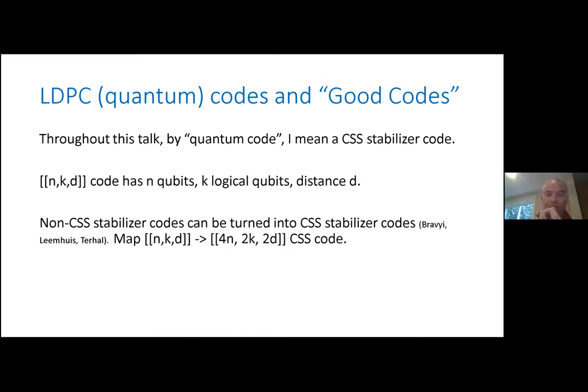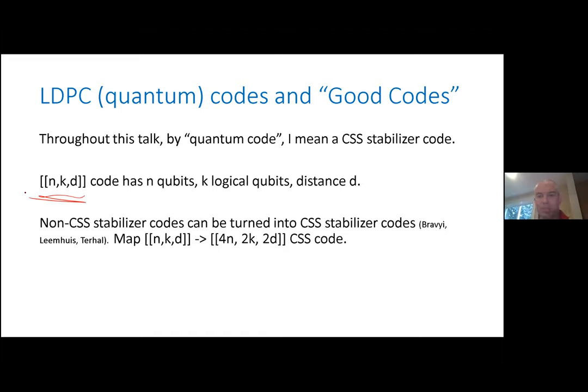So we'll use the notation [[n, k, d]] to indicate a code which has n qubits. These are the number of physical qubits, stores k logical qubits, and has a distance d. Obviously, for a given n, you would like both k and d to be as large as possible.